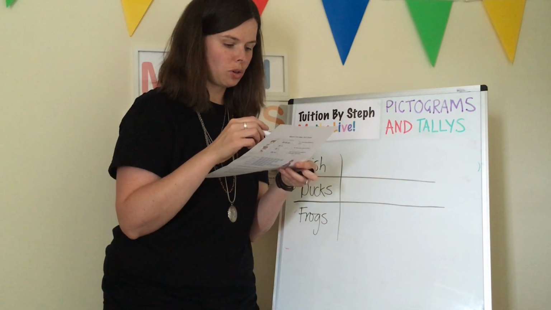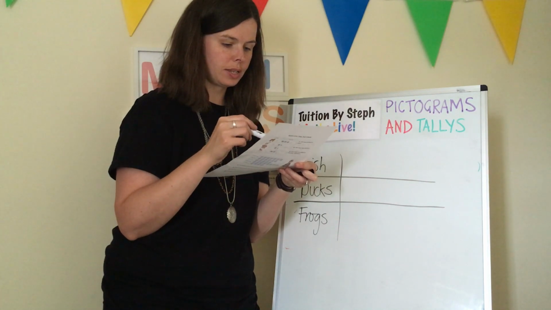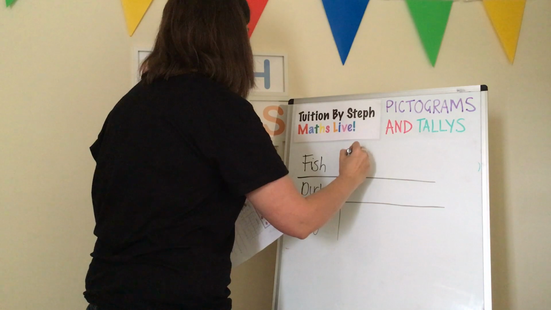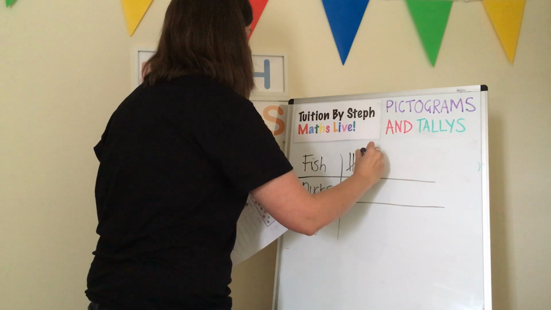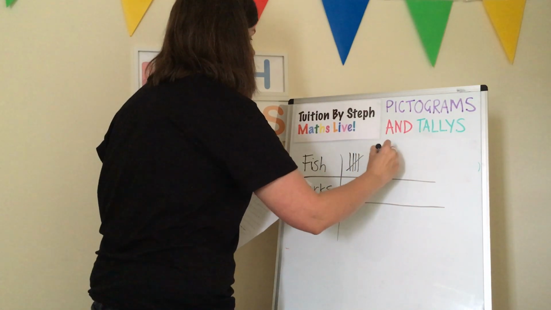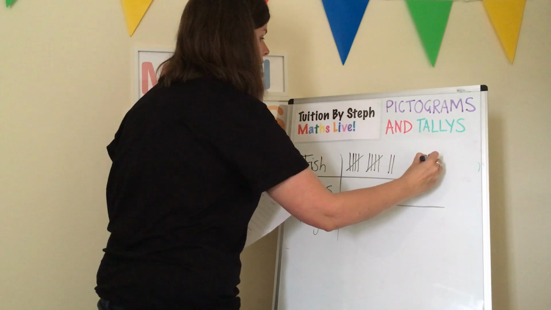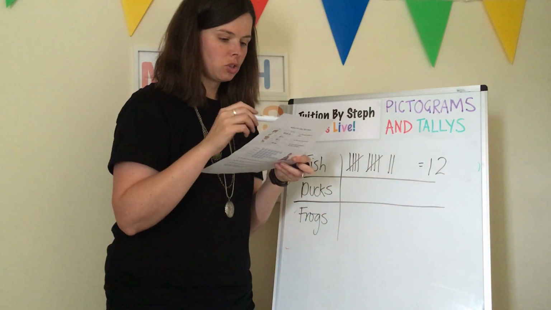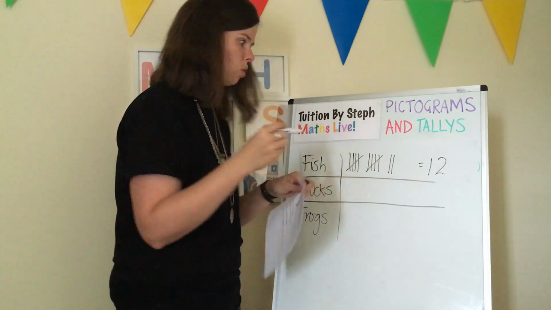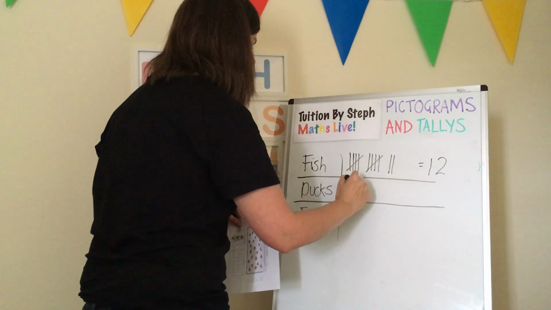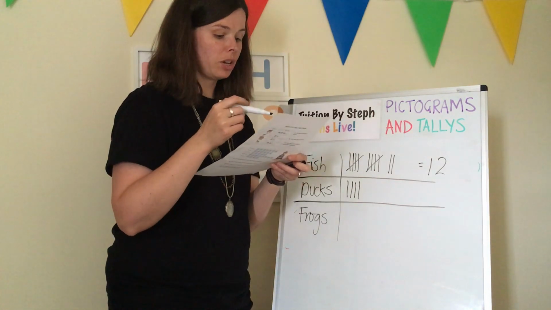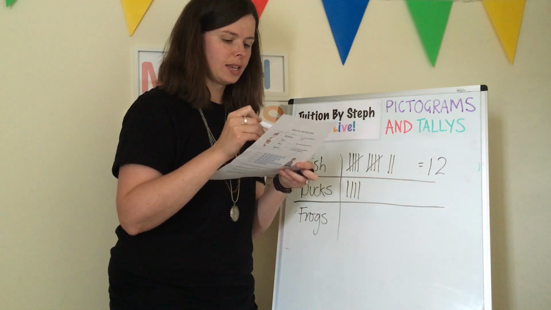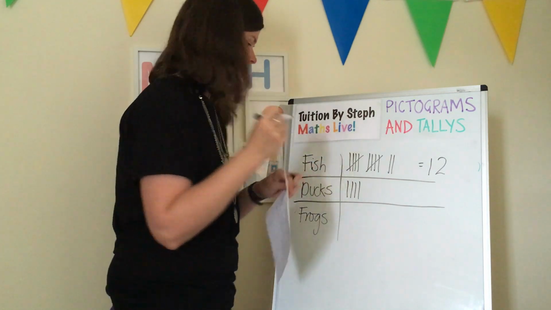There's 1, 2, 3, 4, 5, 6, 7, 8, 9, 10, 11, 12. So there's 12 fish. How many ducks are there? There's 1, 2, 3, 4. Not a lot of ducks. And how many frogs are there? There's a lot more frogs. There's 1, 2, 3, 4, 5, 6, 7, 8, 9.